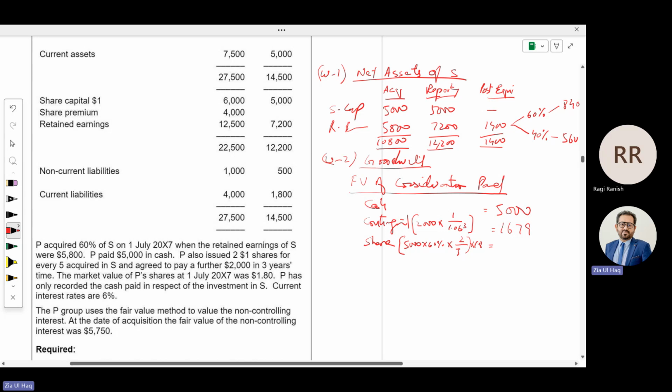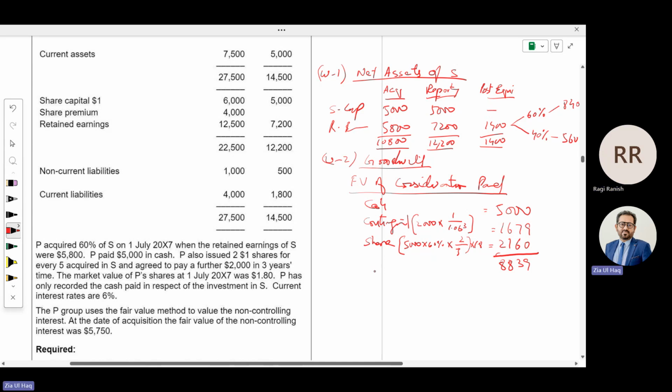Its total share is 5,000. Out of that, you are acquiring how much? 60%. Whatever you are acquiring, for every 5 you are giving 2. How much is that? 2,160. So consideration paid will be 8,839.